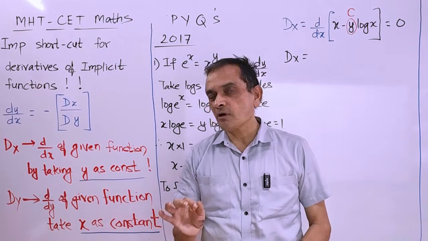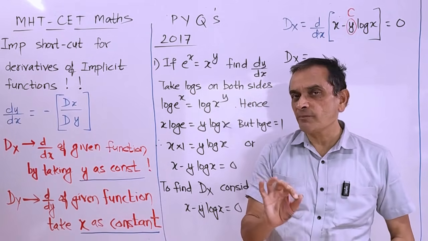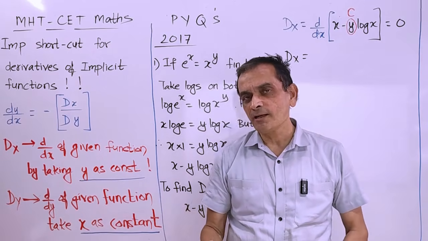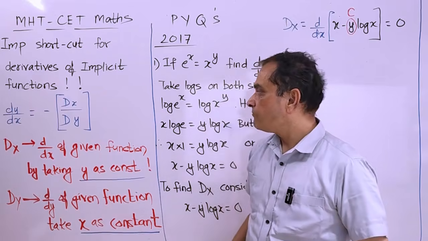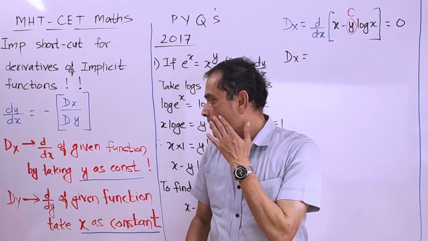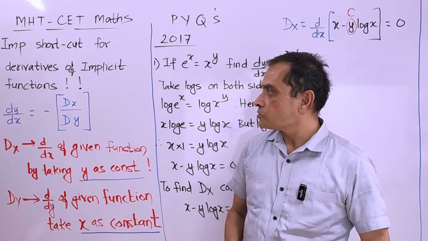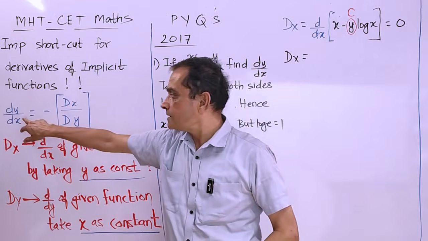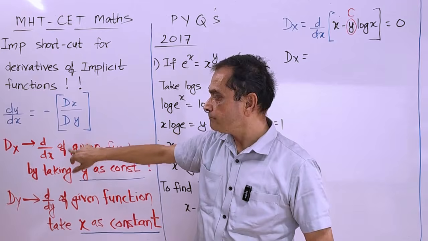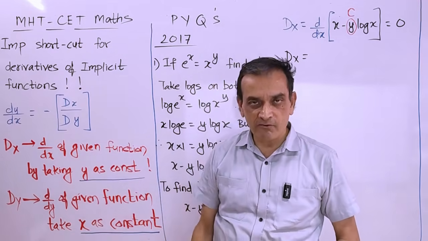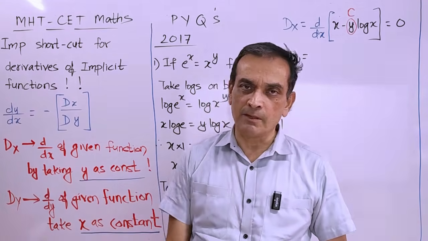लेकिन उसके लिए थोड़ा फोकस और थोड़ा अटेंशन, थोड़ी प्रैक्टिस चाहिए. Not difficult. In fact, it will be simpler. So we will see the method. The shortcut to be used is this. dy by dx is minus of dx upon dy. Now, what is dx and dy? We will see when we come to the actual problem.